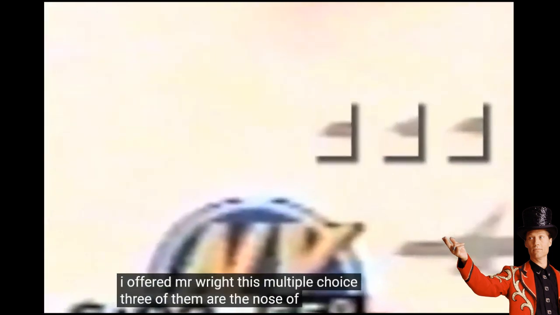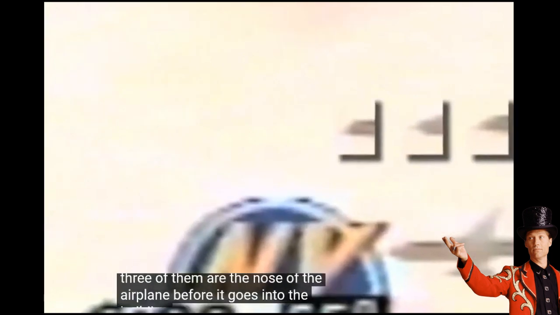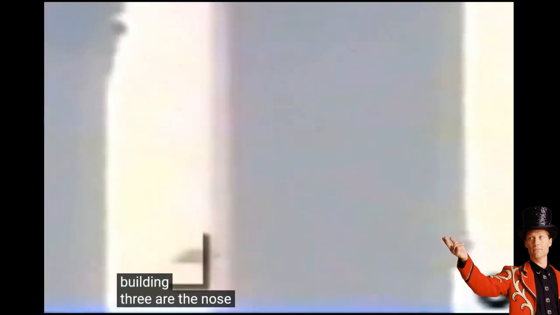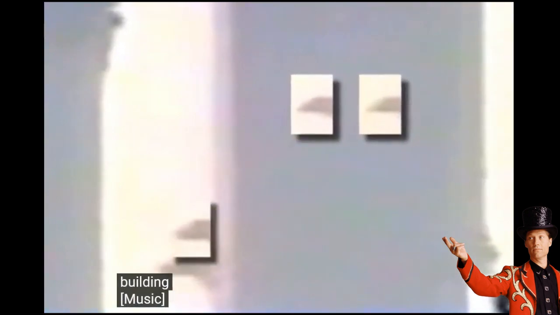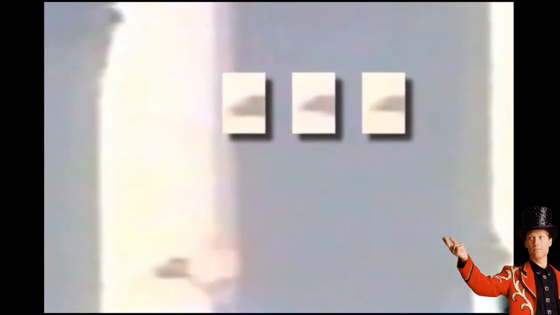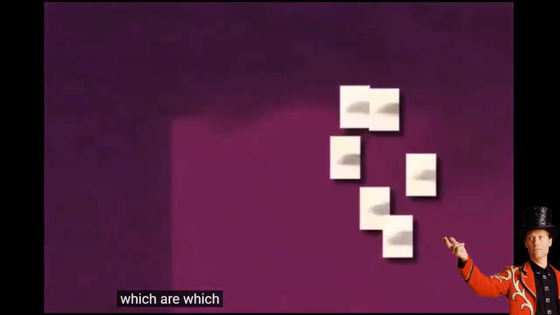I offered Mr. Wright this multiple choice. Three of them are the nose of the airplane before it goes into the building. Three are the nose coming out of the building. Which are which?